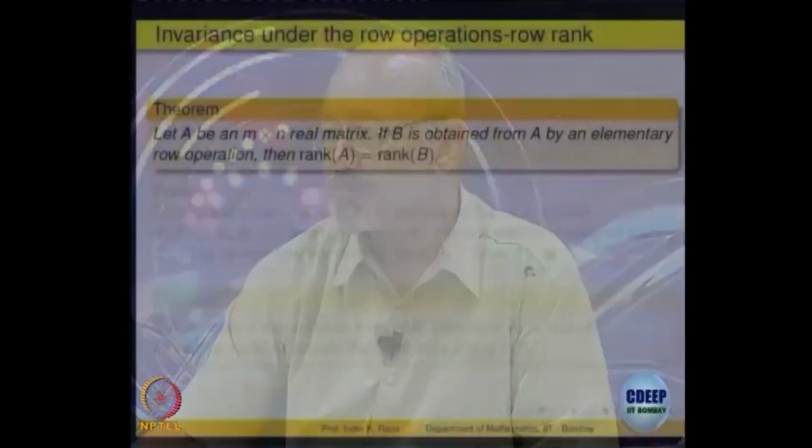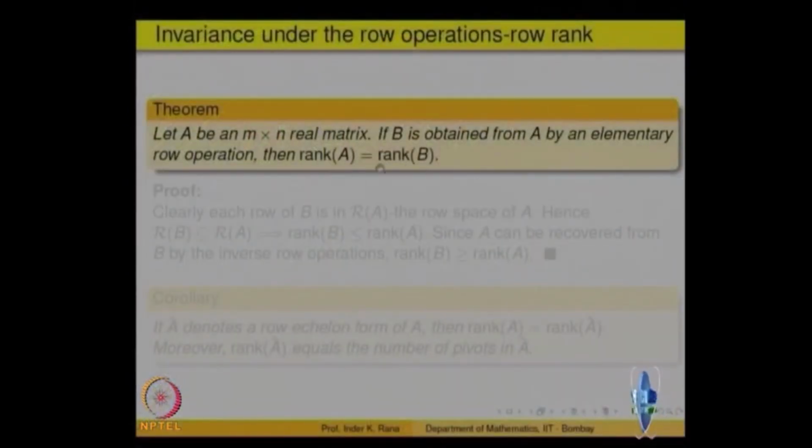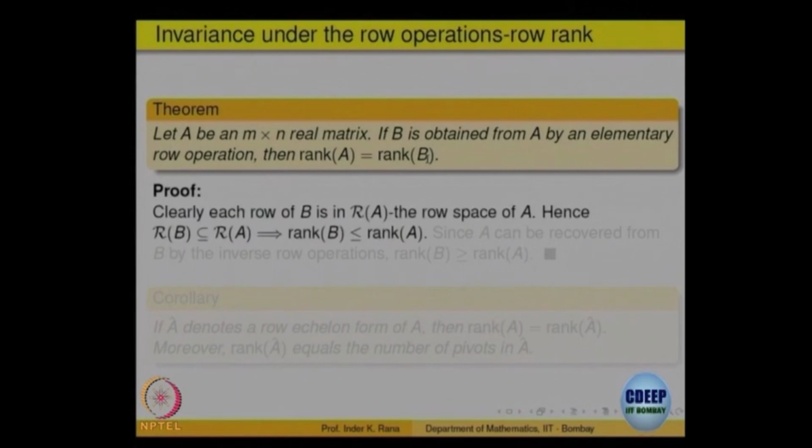So the basic fact is the row operations transform the rows, but they do not change the row space of the matrix. Once the row space does not change, the dimension will not change. So the row rank of A is the same as the row rank of B if B is obtained from A by elementary row operations, right. This is just written there in the proof.